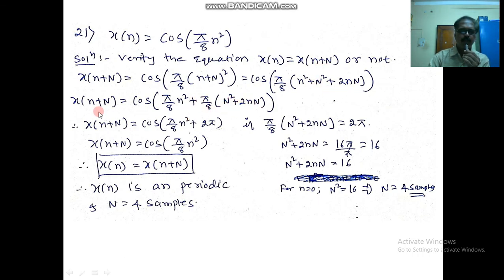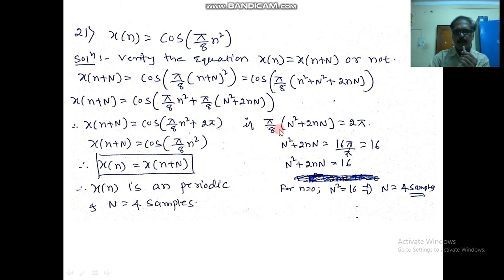Now try to make x of n plus capital N equal to x of n by putting in conditions. Check it here. x of n plus capital N equals cos of pi n square by 8. Here also cos of pi n square by 8. But here the additional value is pi by 8 of (capital N square plus 2n into capital N). We know that cos and sin functions always repeat every 2 pi radians. Therefore, if this value is 2 pi, then cos of theta plus 2 pi equals cos theta. The same value I can get.